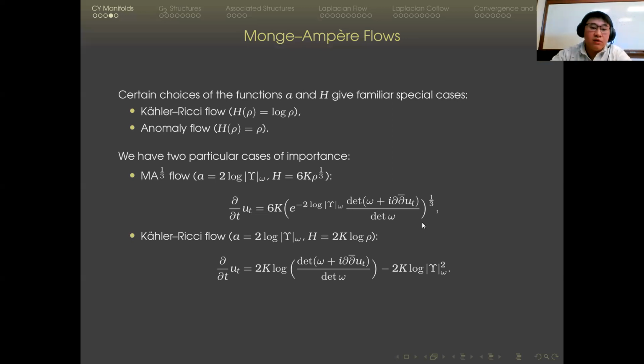And for us today, we have two particular cases that we care about. We have this MA 1/3, Monge-Ampère 1/3 flow. We called it this because of this 1/3 appearing in the definition of h. h is really just rho to the 1/3 multiplied by some constant. And we have the Kähler-Ricci flow, where we take h to be 2k times log rho. Again, these don't match, but everything up to scaling is good.